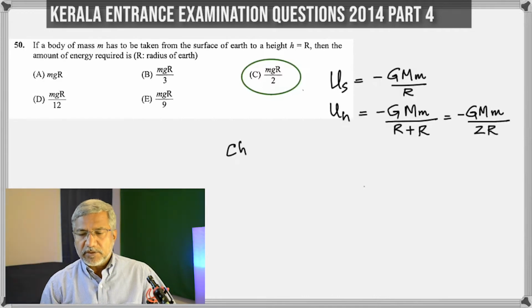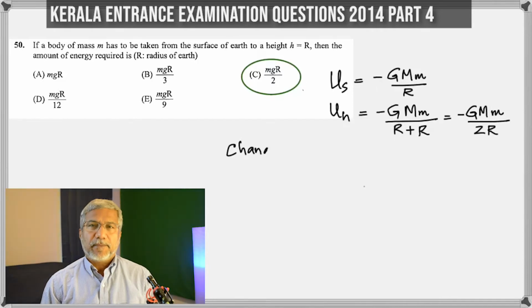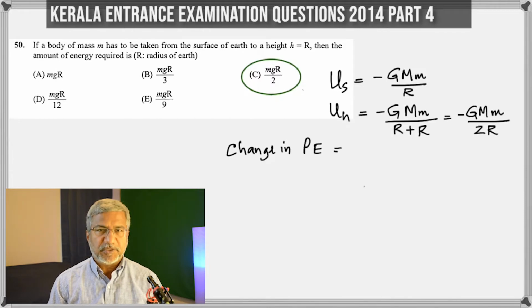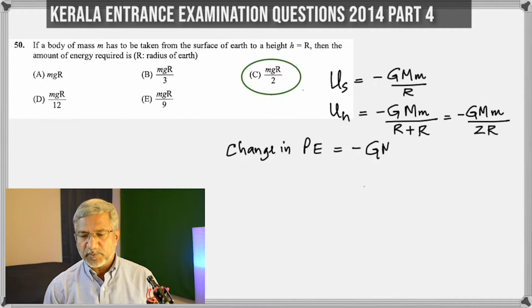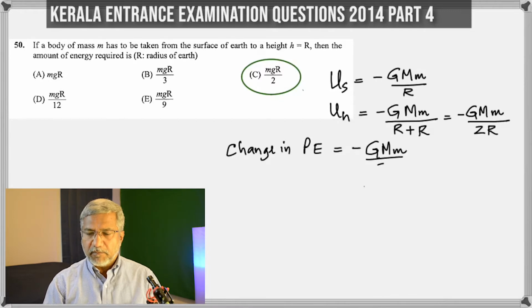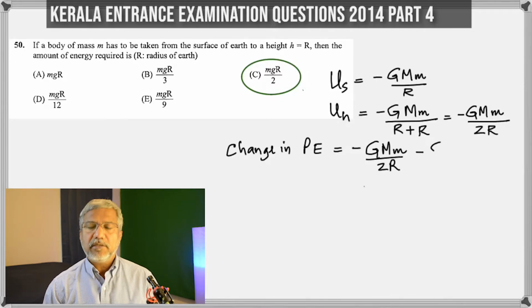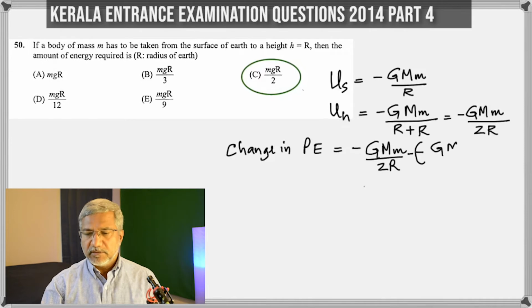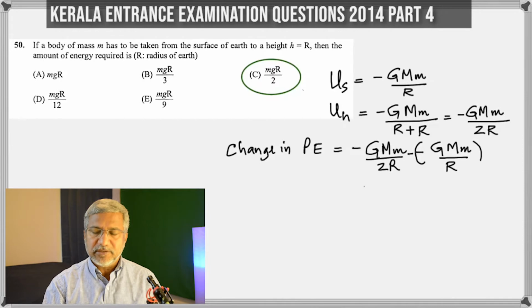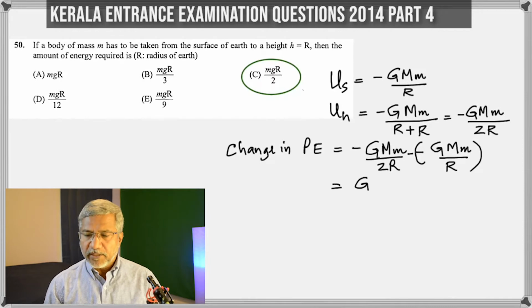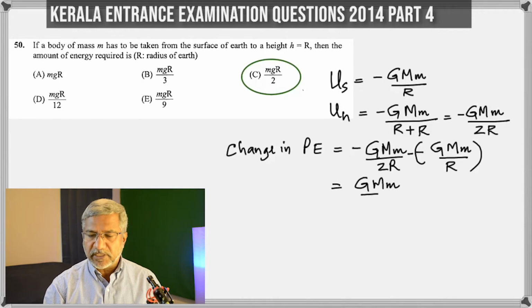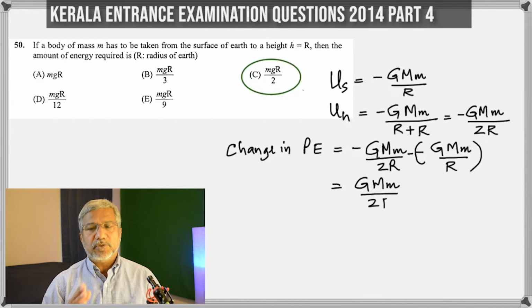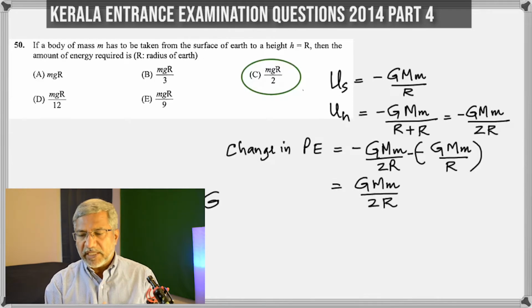Okay? So now we can find the change. Let's find the change in the potential energy. The change in potential energy would be the difference between the two. So change in potential energy is minus GMm by 2r minus, so final minus initial. That is the final and that is the initial. So take the difference. When you look at it carefully, you see that one is half, the other is full. So it's like minus half plus 1.